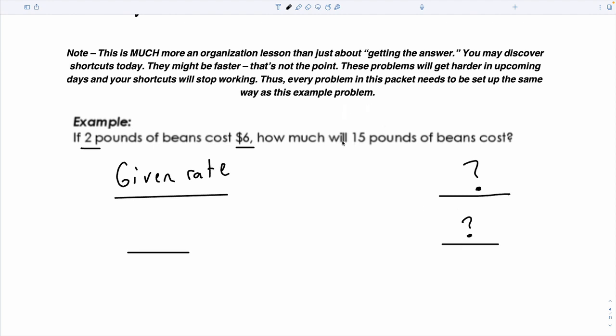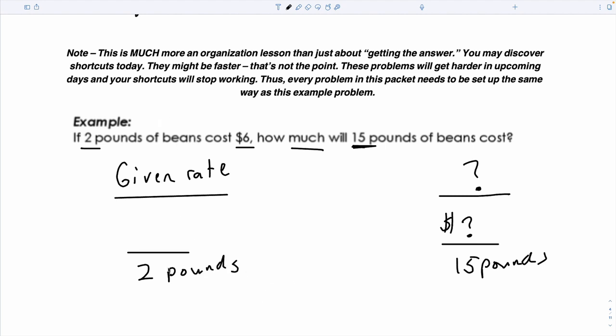What don't I know? Colton. I don't know the cost. That means I need to know the cost of 15 pounds. This is what I'm trying to find. Then I'm going to go over to the given rate and match it exactly with the label. They tell me there are 2 pounds.